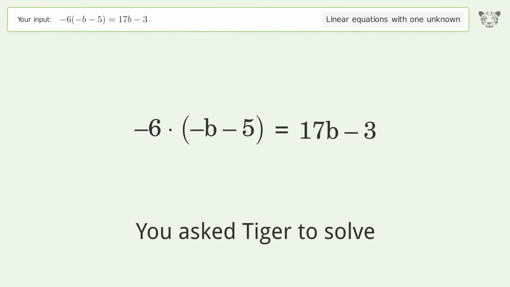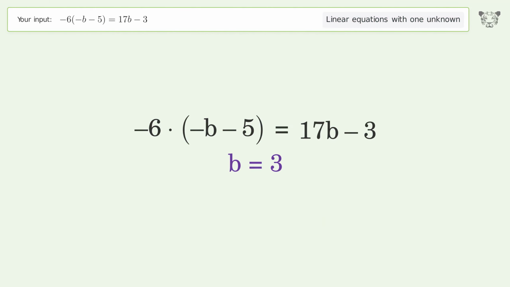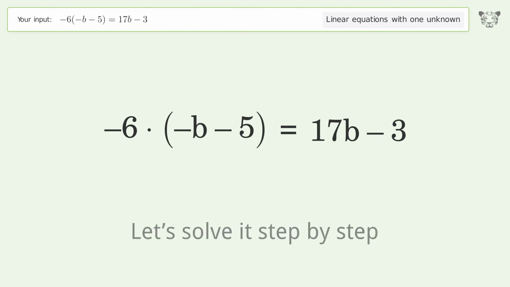You ask Tiger to solve this. This deals with linear equations with one unknown. The final result is b equals 3. Let's solve it step by step.